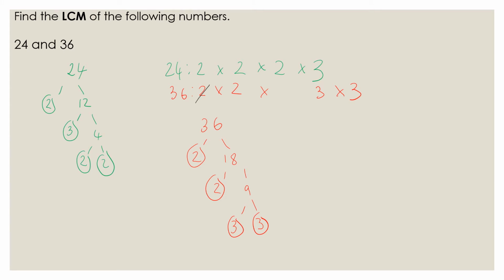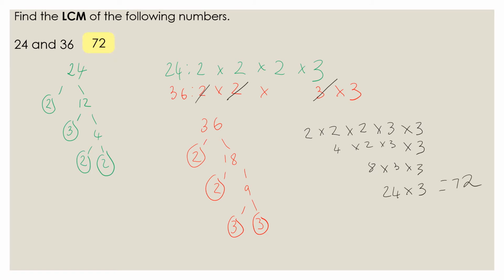So we're going to get rid of the 2 and that 2 and that 3. So that's going to give us 2 times 2 times 2 times 3 times 3. So 2 times 2 is 4. 4 times 2 is 8. 8 times 3 is 24. And 24 times 3 is 72. So 72 is the lowest common multiple of 24 and 36.